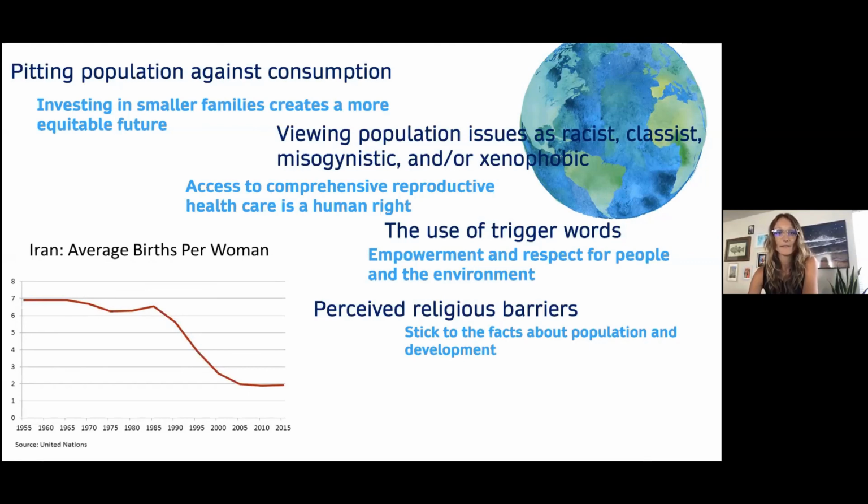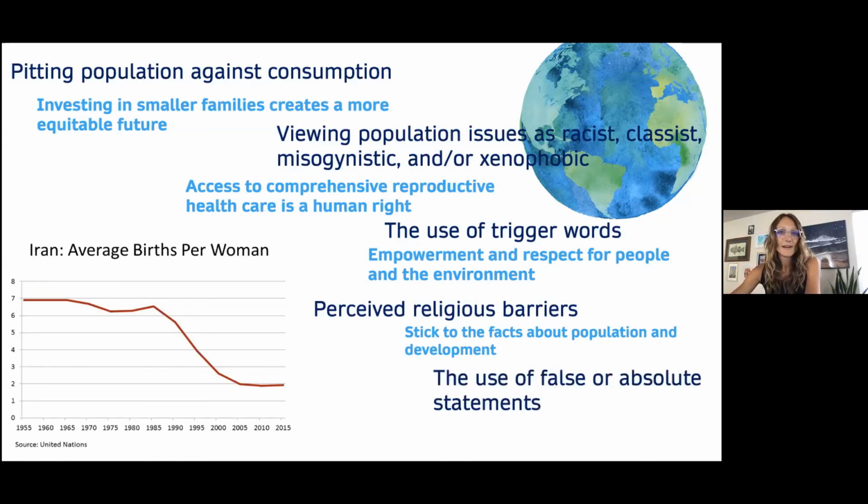This is a very fundamentalist religious society that has, through the use of massive PR strategies led by the government and the inclusion of religious leaders and increasing access to contraceptives and reproductive health care, really controlled its population through completely voluntary measures. And it serves as a success story for the ability for countries to, through human rights-based policies, create a more stable population.